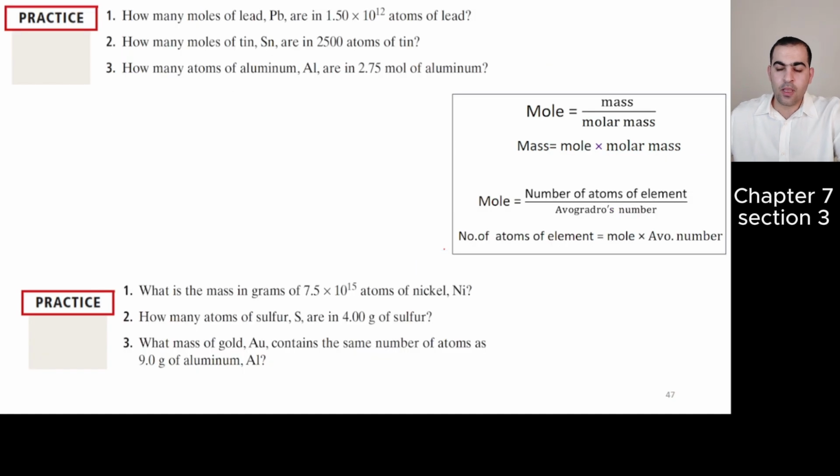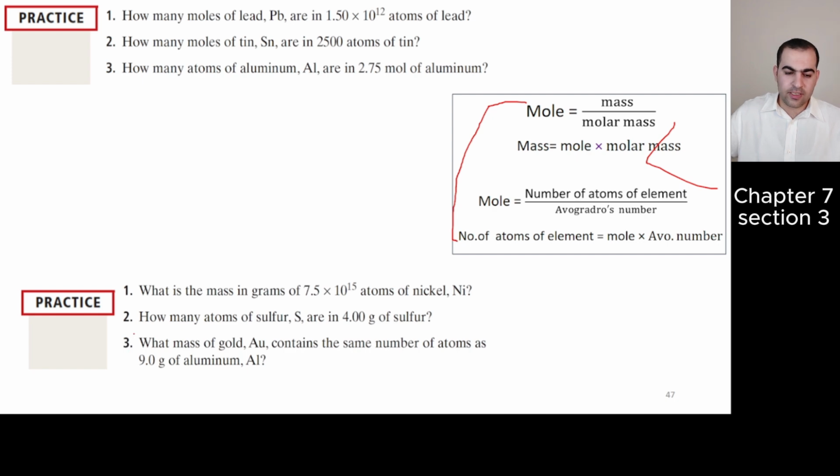Guys, here in the practice, there are two practice questions. They're all easy. We use the same approach. We can solve all of them by using these 4 rules. You must memorize them. Guys, by these 4 rules, we can solve all the questions.